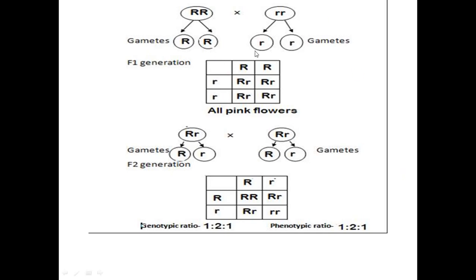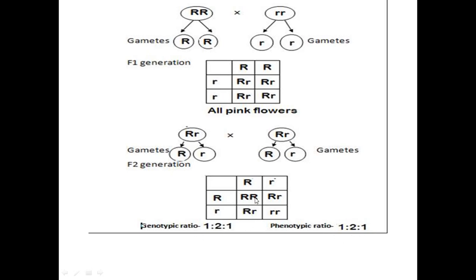In this class, the inheritance of flower color in Snapdragon is shown. When a true breeding plant with red flowers is crossed with a true breeding plant that produces white flowers, in the F1 generation all plants produce pink colored flowers. When these F1 plants are selfed, in the F2 generation plants with red, pink and white flowers are produced in the ratio of 1:2:1.